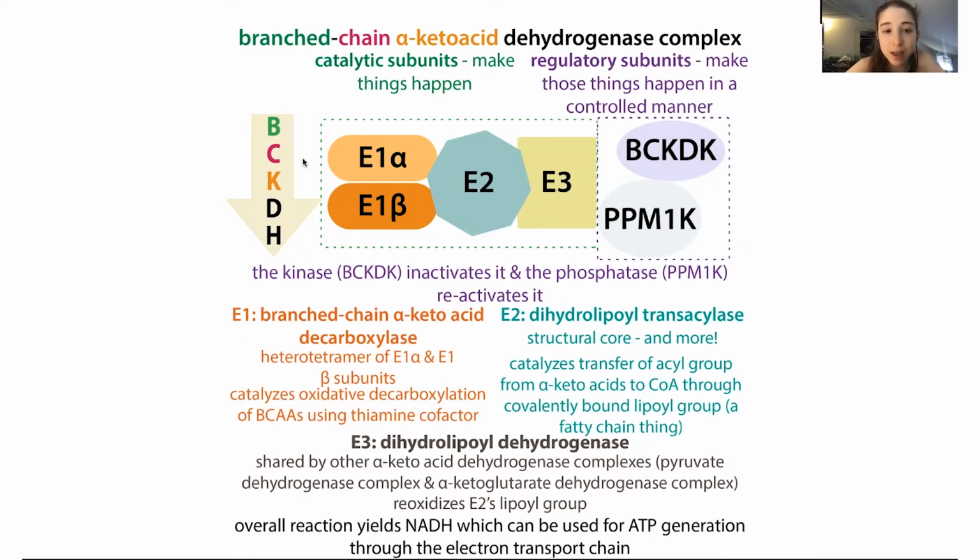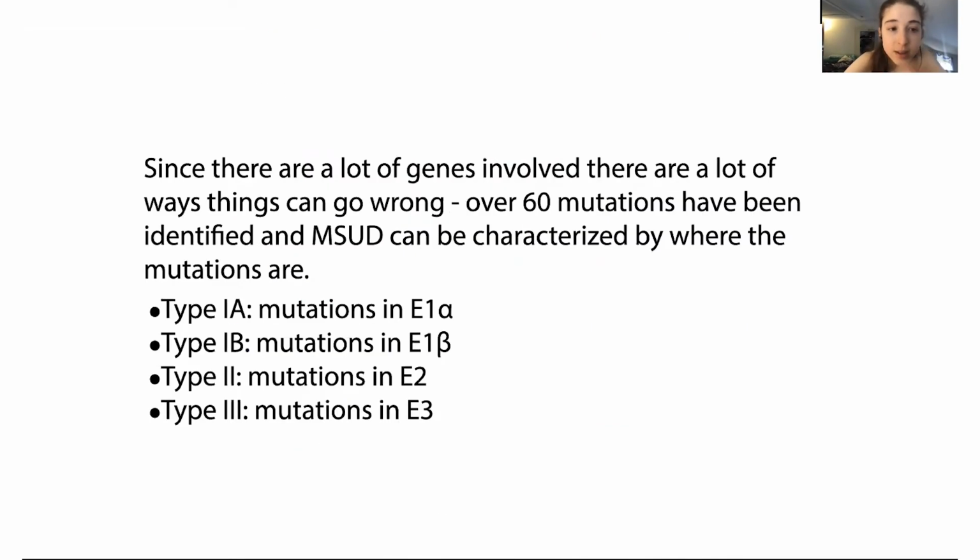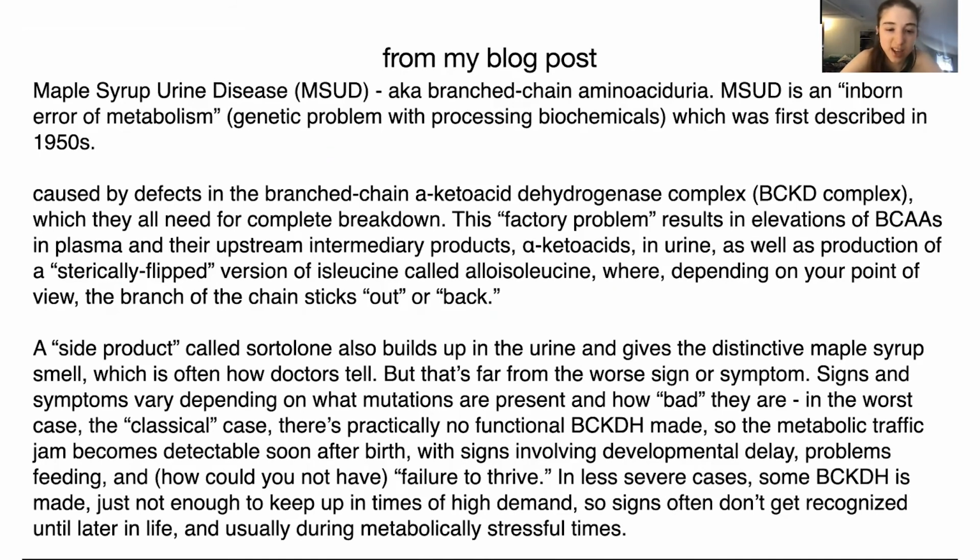You can have mutations in any one of these subunits, and that could cause branched chain ketoaciduria. There are different classifications of MSUD based on where the mutations are, and the severity is going to depend in part on that and in part on how severe the mutations are. There's lots more you can learn about it, and I'll paste links to a medical biochemistry page, which is really helpful if you want to learn more.